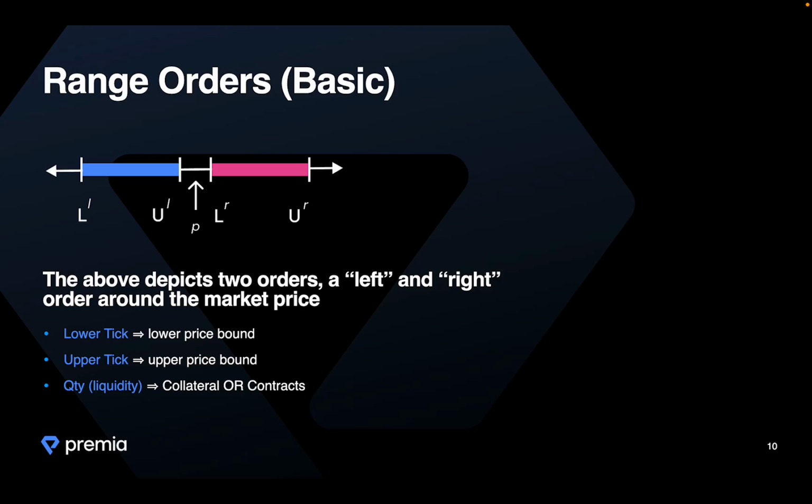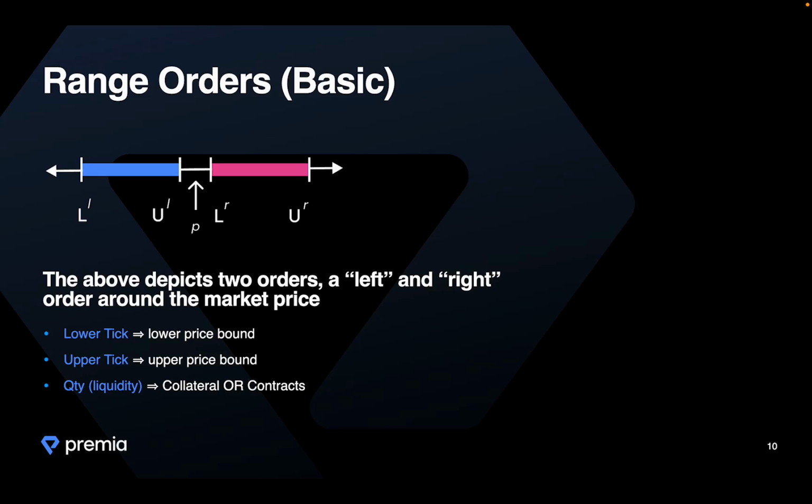In this example, what we're showing specifically is a left side order and a right side order. The left side is the blue, the right side is the pinkish color. You could also think of that as bid and ask liquidity in this particular example. The arrow pointing in the middle with P, we could call that the market price.